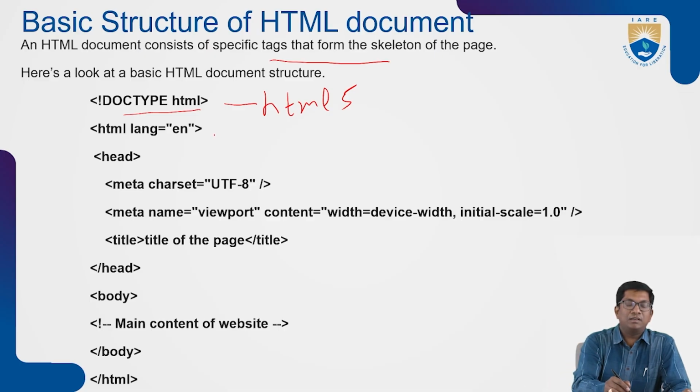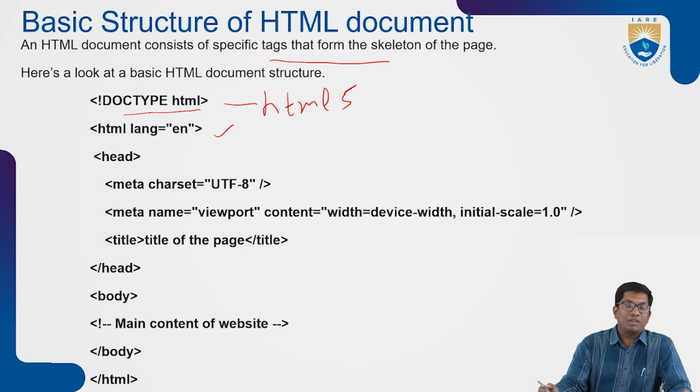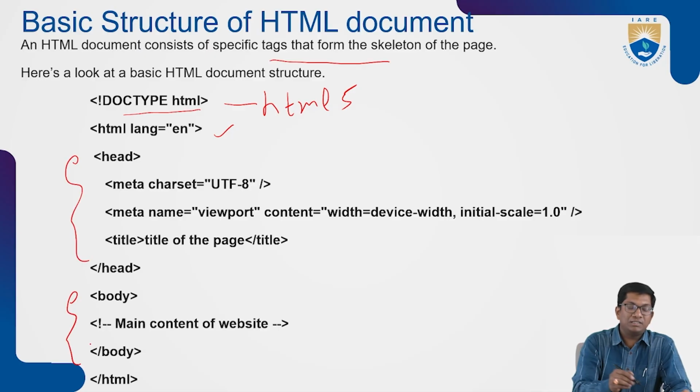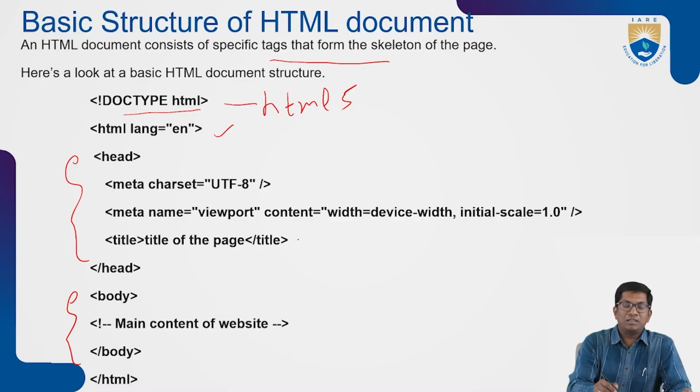Next, the second element in an HTML document is the html tag with lang equal to en, so all the content is written in the English language. Next, we have two very important sections in an HTML document: the head section and the body section. The head section contains all meta elements and links, and it also contains the title.